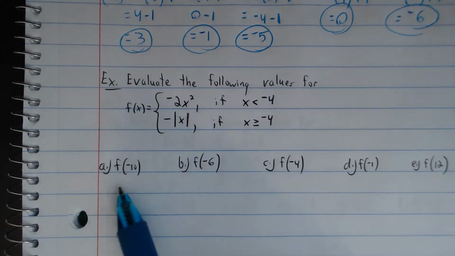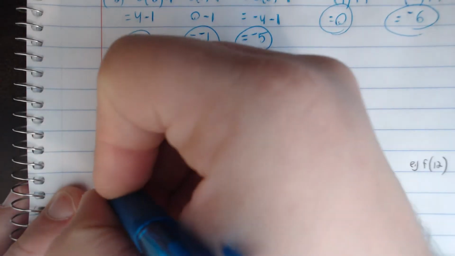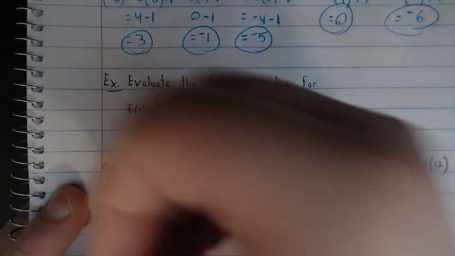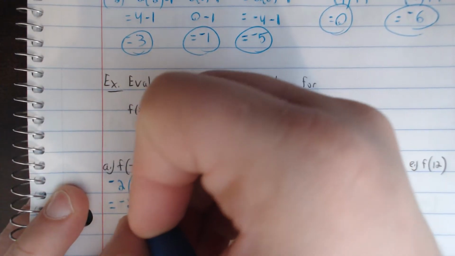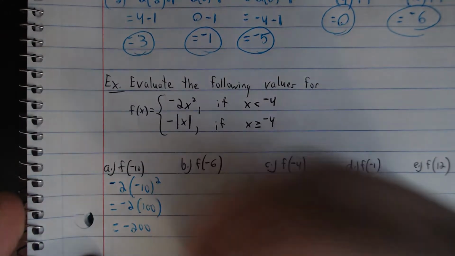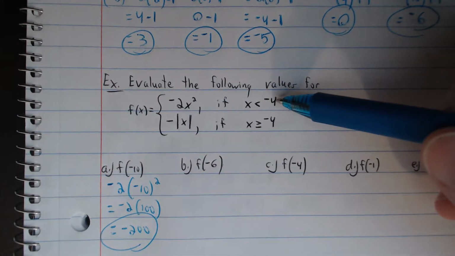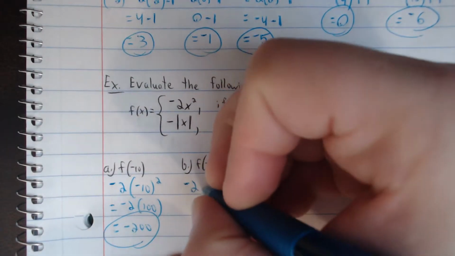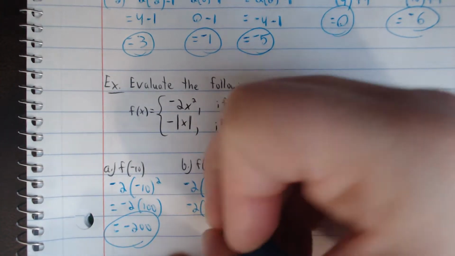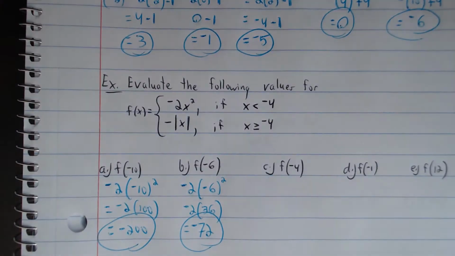So this first problem is negative 10. Negative 10 is less than negative 4, so we're using that top expression. So we have negative 2 times negative 10 squared. Negative 10 squared would be 100. Times negative 2, we get negative 200 for our solution here. Negative 6, again, we fit into this restriction. So we have negative 2 times negative 6 squared. That's negative 2 times positive 36, which equals negative 72.